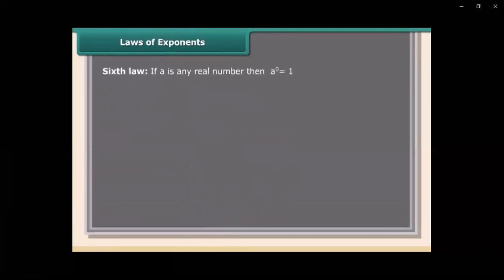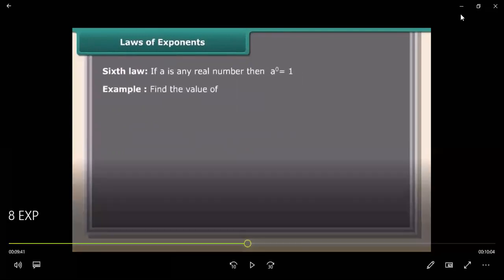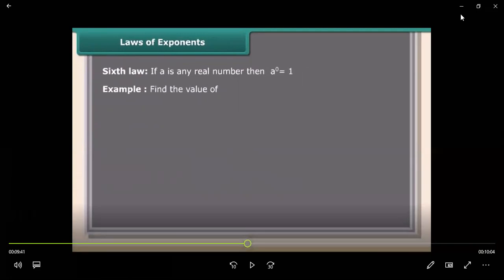The last one is the sixth law, which says that if a is any real number, then a raised to the power 0 is equal to 1. So for any real number, if the exponent or the power or the index is 0, then the result will always be 1. Okay, so now the laws are over.